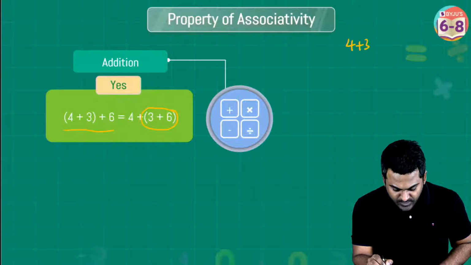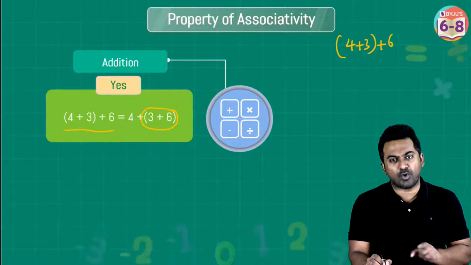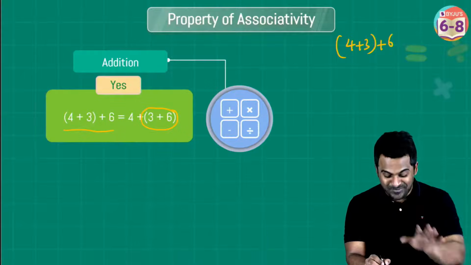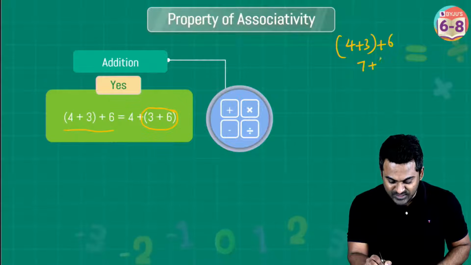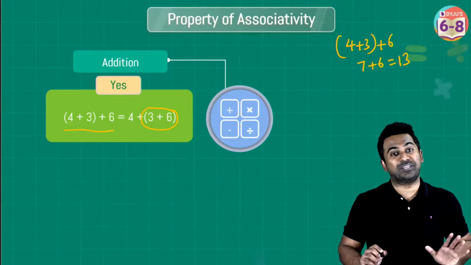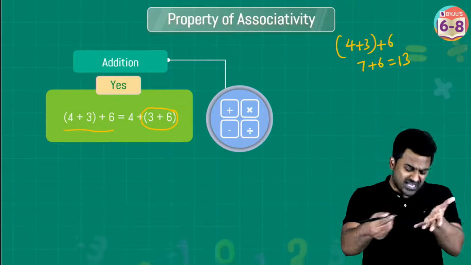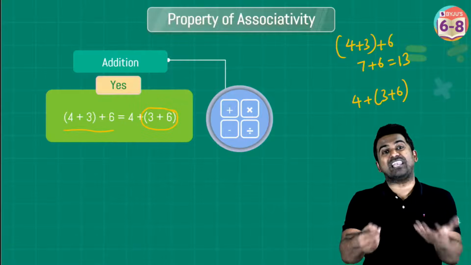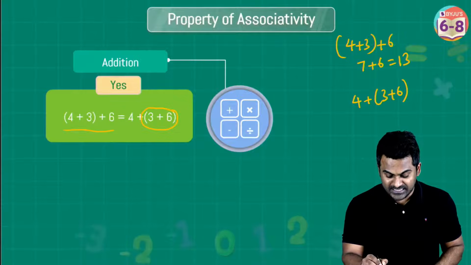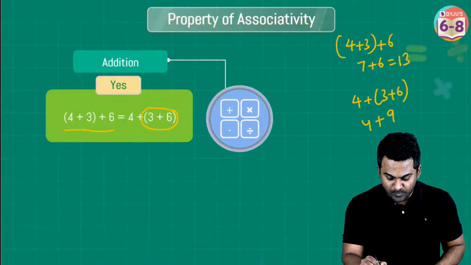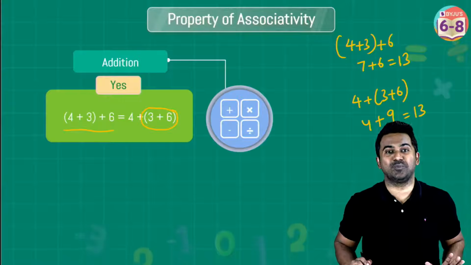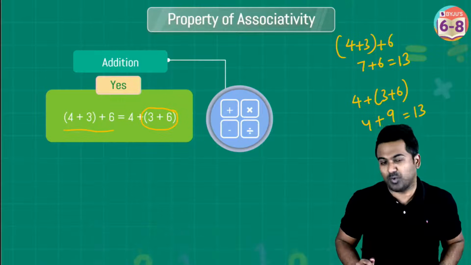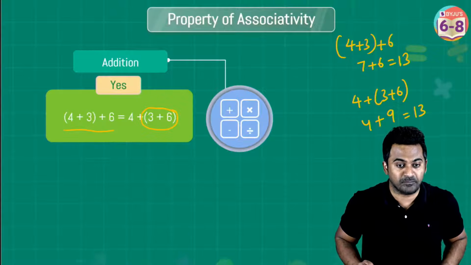Like 4 plus 3 plus 6. How would you evaluate this? Bracket first, don't forget the BODMAS. 4 plus 3 is 7. So this will be 7 plus 6. The answer will be 13. Or, doesn't matter, even the other way: 4 plus 3 plus 6, now you would evaluate 3 plus 6 first. This will be 9. 4 plus 9. Again, the answer is going to be 13. So this is the simple property of associativity.